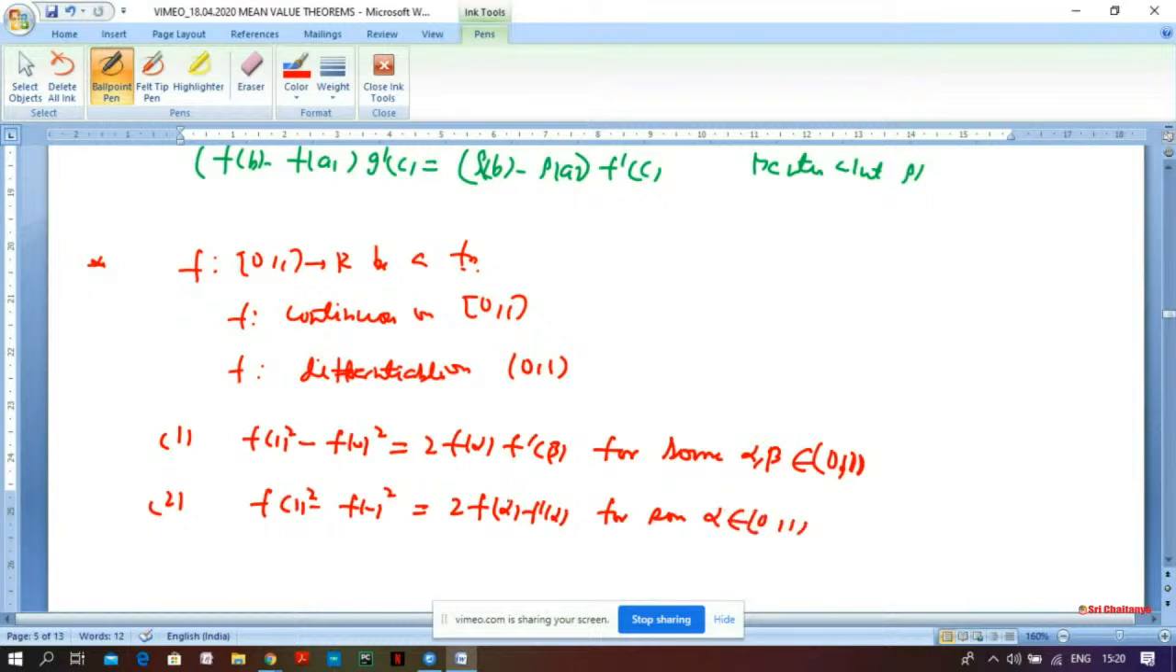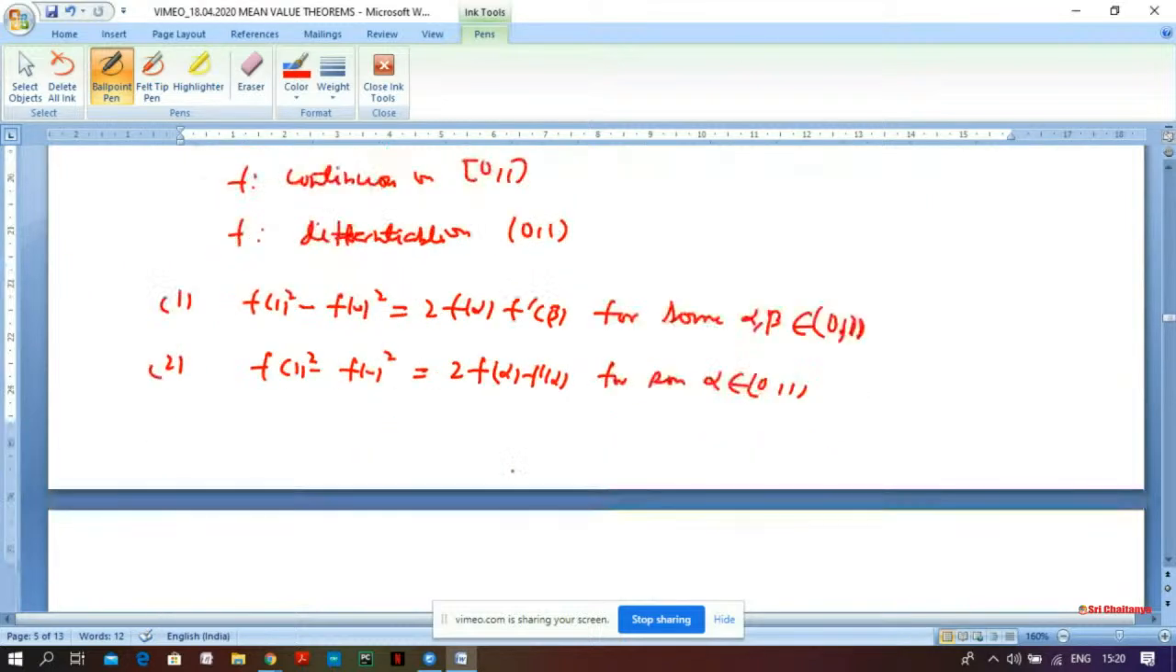Of course these two are not the same alpha. So you are saying that you want to prove the existence of two numbers alpha and beta such that f(1) squared minus f(0) squared is 2 f(alpha) times f prime(beta) for alpha belonging to (0, 1), and here you just want one number alpha such that this equals 2 f(alpha) f prime(alpha).